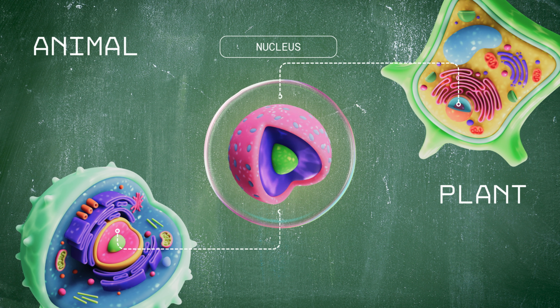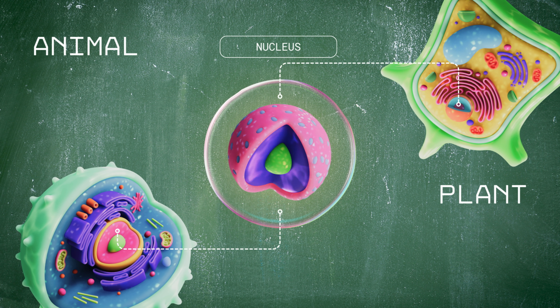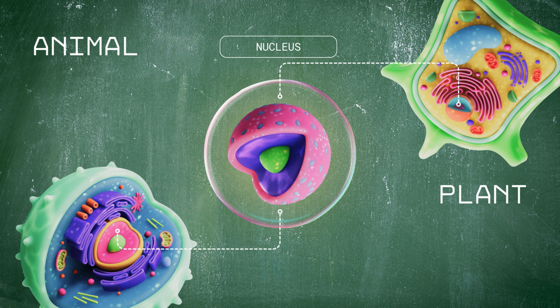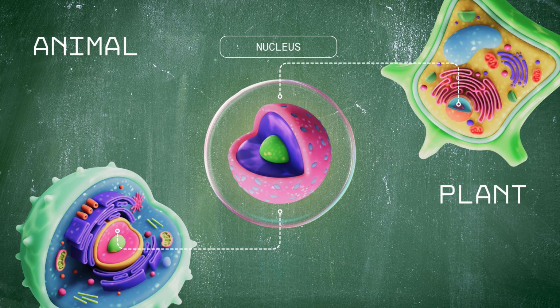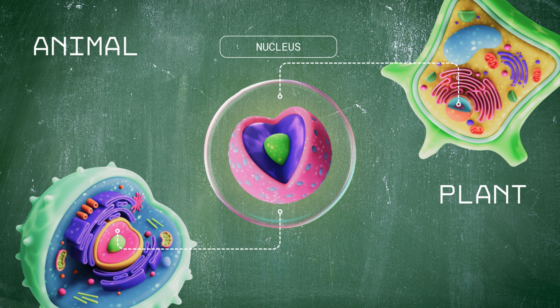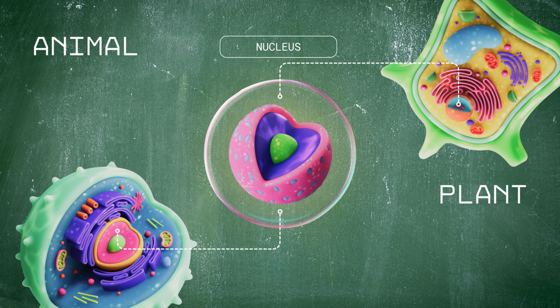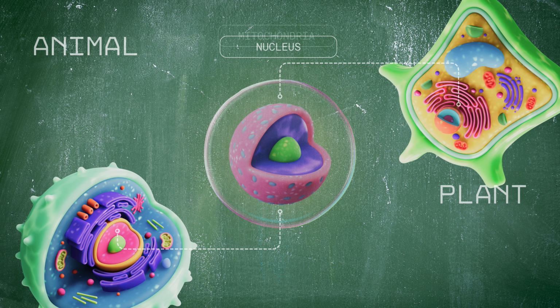At the heart of every cell lies the nucleus, often called the control center or even the brain of the cell. It's here that the cell's genetic material, the DNA, is stored. The nucleus decides everything the cell does, from growth to division. Inside it, there's also a small but important structure called the nucleolus, where ribosomes are produced.